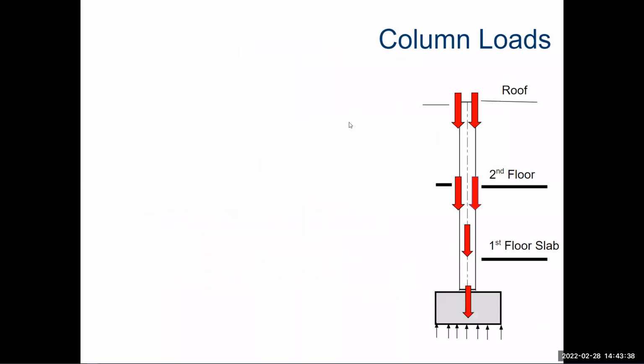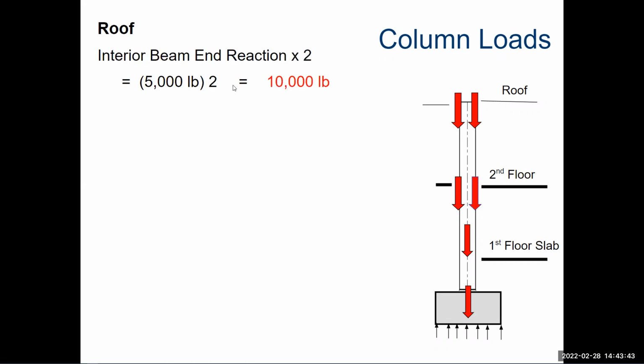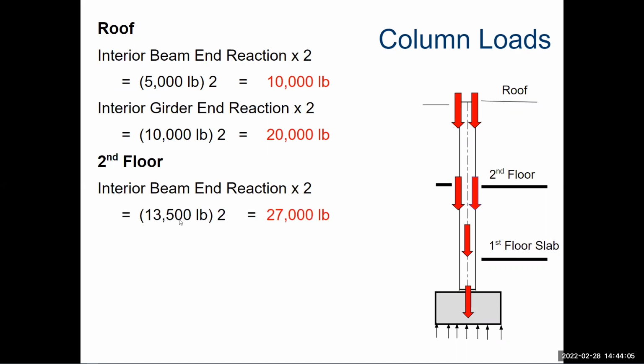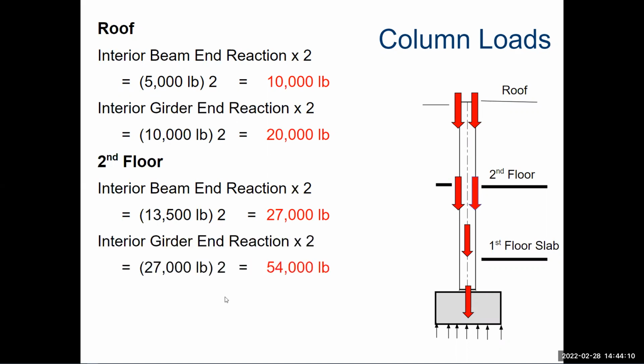So adding these together, we have the roof first. Since there are beams on both sides of that column, it's an interior one. If it's exterior, then we could just use one. So since there's 2 on either side, we'll have 5,000 times 2 gives us 10,000. Same with the girders, there's 2 on each side, so we take that value times 2 gives us 20,000. On the second floor, again, there's 2 of them since it's an interior beam. So 13,500 times 2 gives us 27,000. And then the girder, same thing, 27,000 times 2 gives us 54,000.